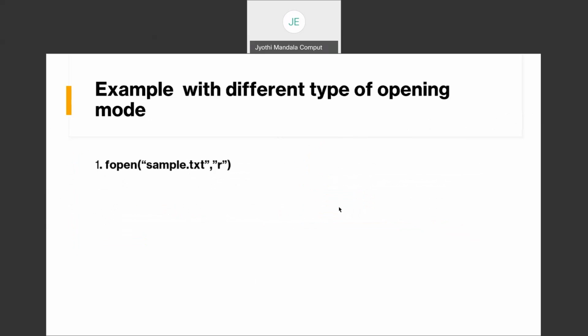Let us see some examples of using different modes of operation. Let us not write any C program now, because we are not performing any reading or writing operation. We just learned how to open the file. Whenever you want to open a file in read mode, you write fopen sample.txt and r, and it should be stored in a file pointer declared as FILE star F. You need to write it like this. F is a file pointer of type FILE, and FILE is defined in the stdio.h header file.